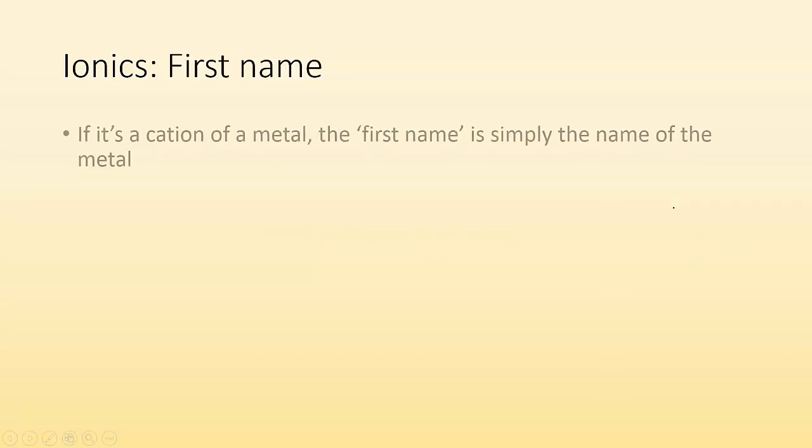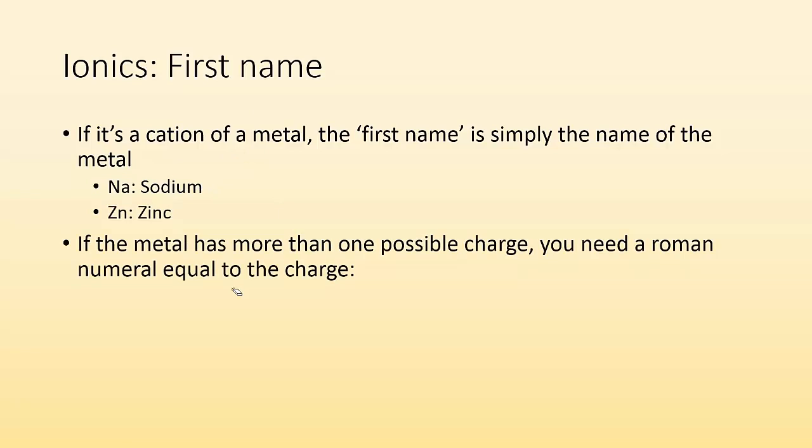So let's take a look at those first names. If it's a cation of a metal, then the first name is simply the name of that metal. So if it was NaCl, the first name is just going to be sodium. If it was Zn, it'd be zinc, and so on. If the metal has more than one possible charge, like a transition metal such as iron, then you need a Roman numeral equal to the charge. So if we had Fe2+, then it'd be iron with Roman numeral II, because that's the charge, plus 2. If it was Fe3+, then it'd be iron with a Roman numeral III. The Roman numeral is just the charge, okay?